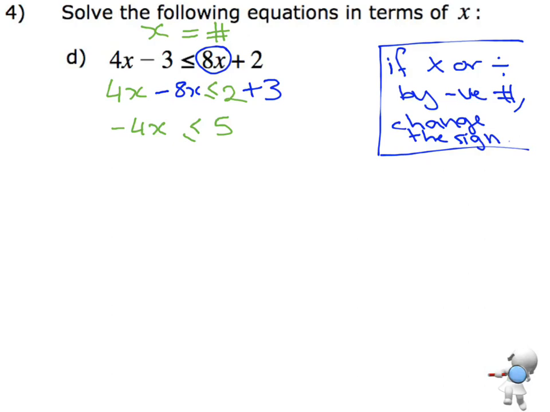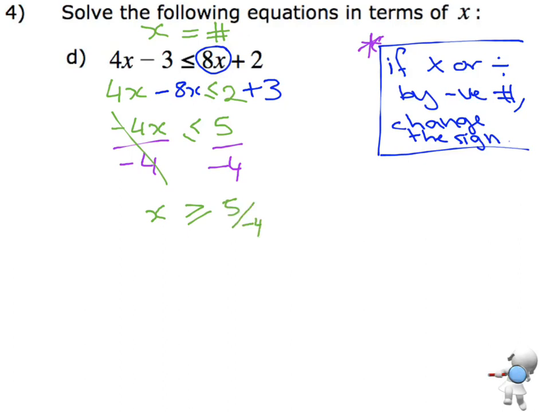Now what I want to do is I want to get the x by itself. So in order to get the x by itself, I need to get rid of the negative 4. So the opposite of multiplying by negative 4 is dividing by negative 4. Now if I'm going to divide by negative 4, go back to this little rule. If I multiply or divide by a negative number, then I've got to change the sign. So this is where my sign is going to change. So these will cancel out to leave me x is greater than or equal to 5 over negative 4.